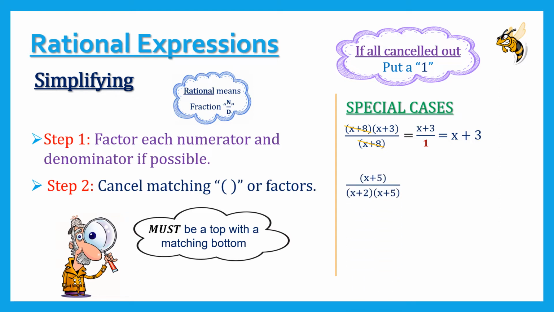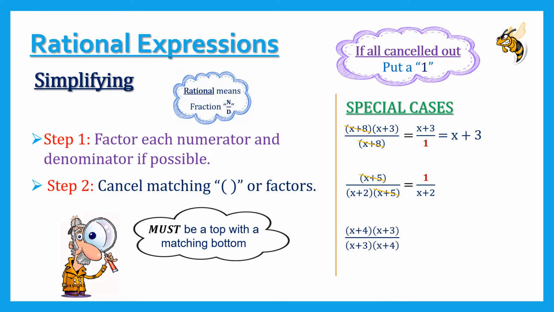Second situation, we have x plus 5 all over x plus 2 times x plus 5. There's an x plus 5 in the top and there's an x plus 5 in the bottom, so therefore they cancel. There's nothing left in the top, so I need to use a 1, so it's going to be 1 over x plus 2. It's important, if the 1 is in the top, it stays, so that would be your final answer, 1 over x plus 2.